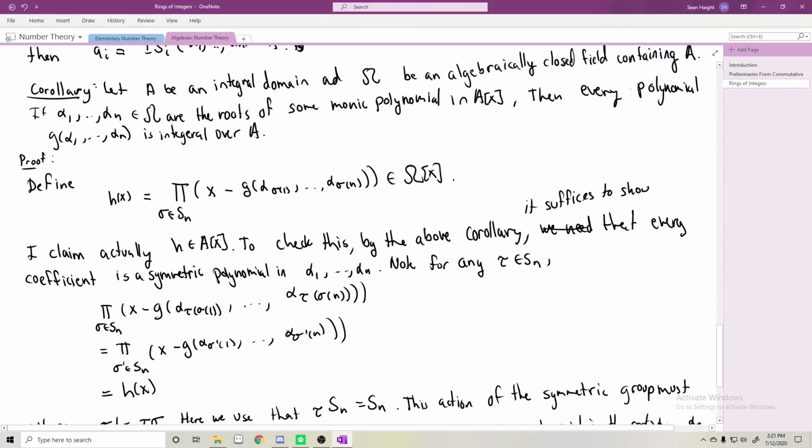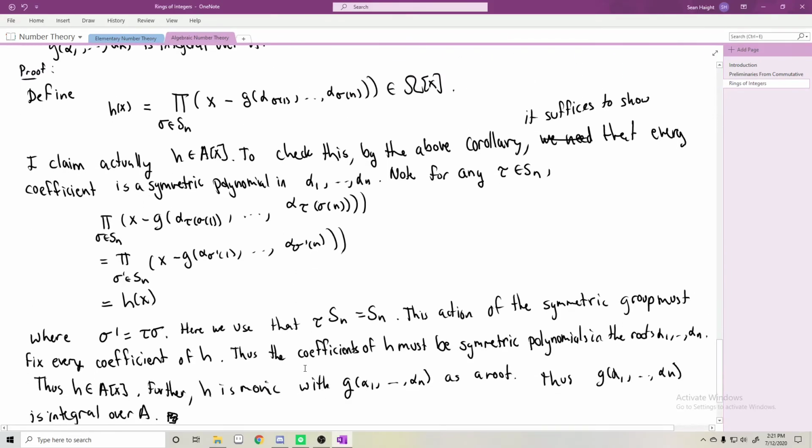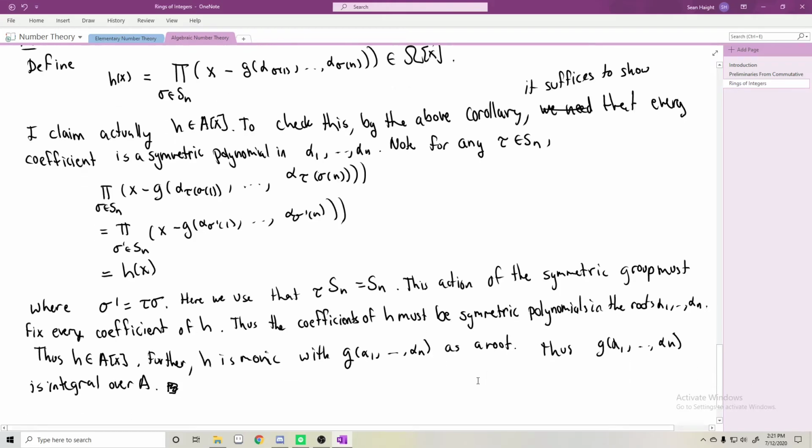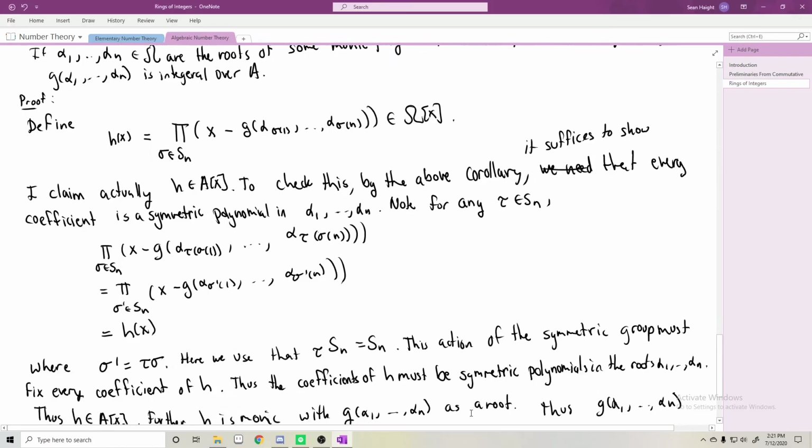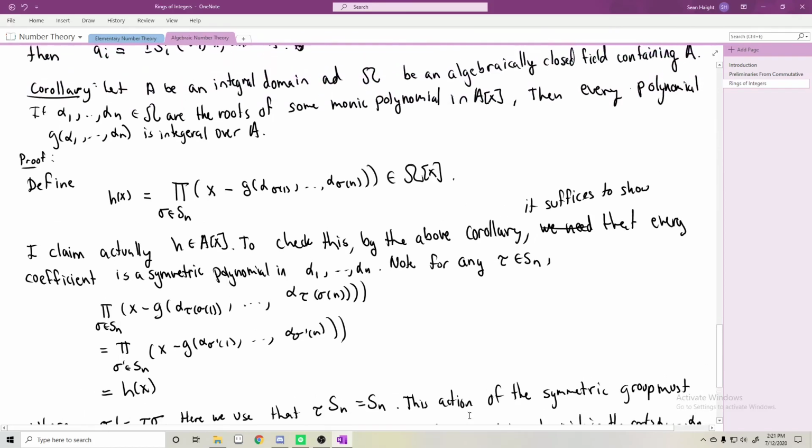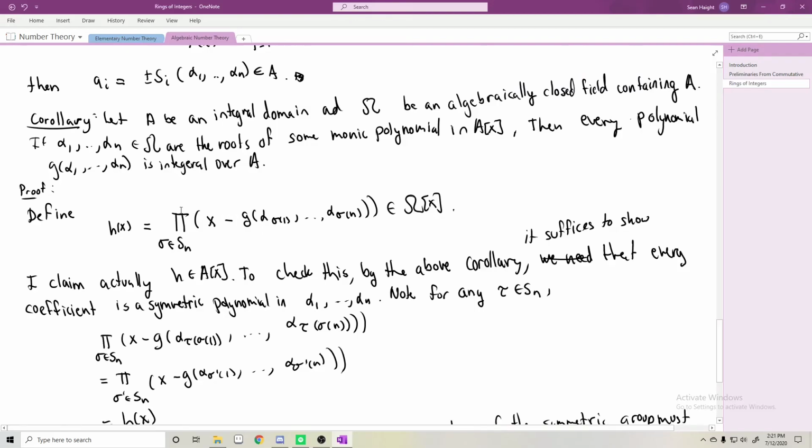So this is kind of like the main corollary that we needed. Just to recap the proof idea, the main difficulty is cooking up this polynomial that has g as a root and coefficients in A. And the way you do this is you average over the symmetric group, which forces the coefficients to be symmetric in the roots.